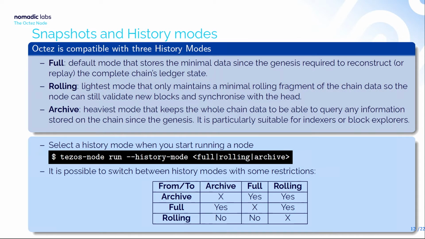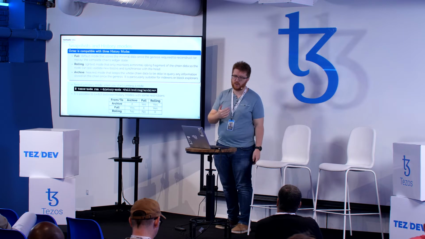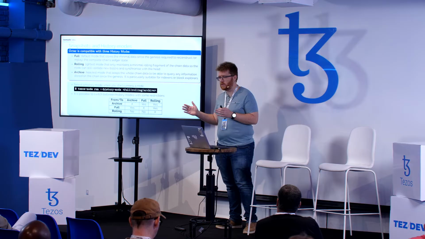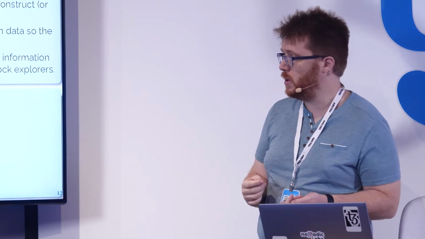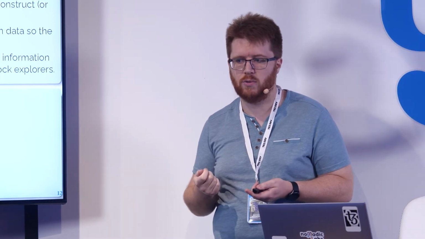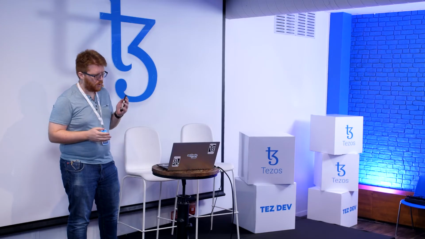Then we have two other modes. The rolling mode is the lightest one. In this one, the node will only maintain a minimal rolling fragment of the chain data so that the node can still validate new blocks, but it cannot replay the whole history of the chain. The size of this rolling fragment can be specified by the user. It's probably the lightest and the easiest mode you could use if you want to run a node on a very small machine, for instance, a Raspberry Pi.